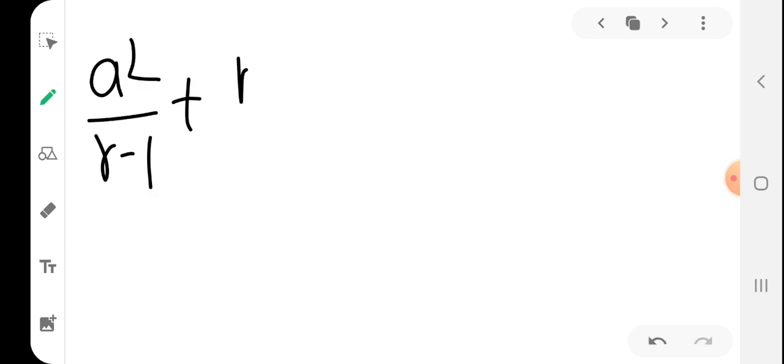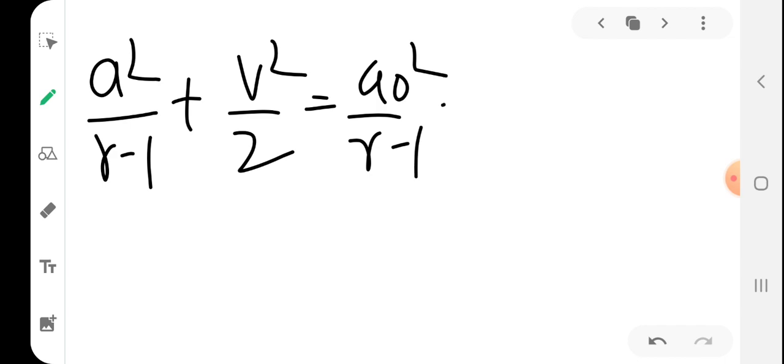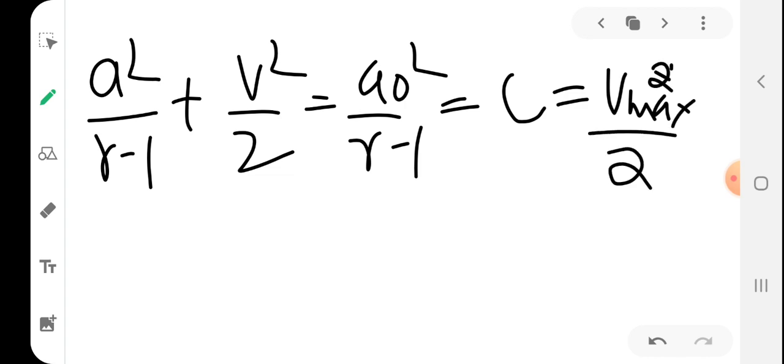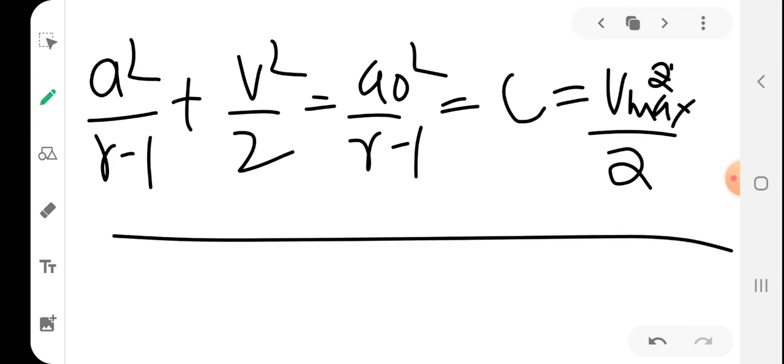So therefore you can write a square by gamma minus 1 plus v square by 2, which is nothing but a0 square by gamma minus 1, also equal to a constant, also equal to Vmax square by 2. So Vmax is the maximum possible velocity if a is 0. So these are various equal terms.